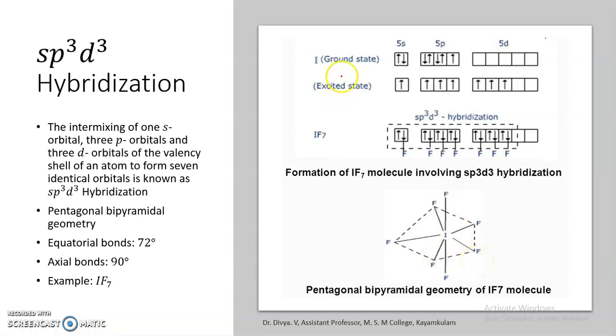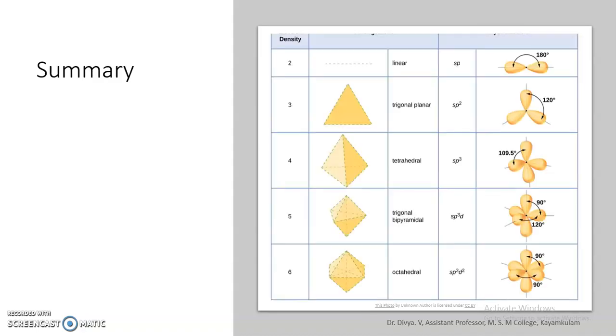These are the equatorial bonds, and this one makes an angle of 72 degrees, and between axial bond and equatorial bond, this one represents 90 degrees. So there is a plane of 5 atoms, and above and below that, 2 fluorine atoms occupy the space. So let's summarize the hybridization like this, that is sp hybridization.